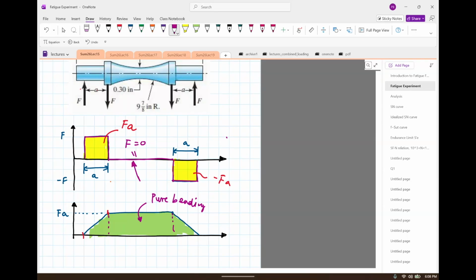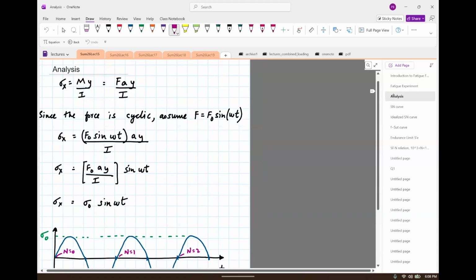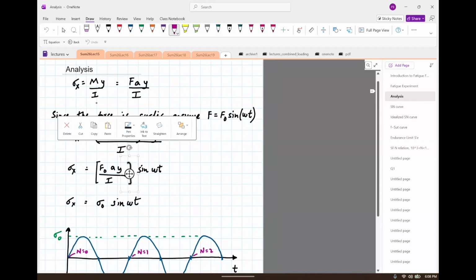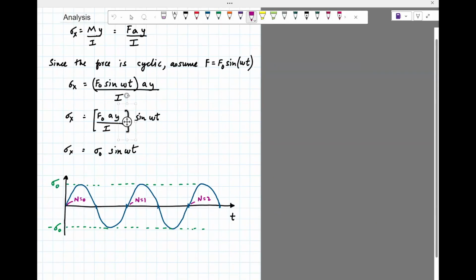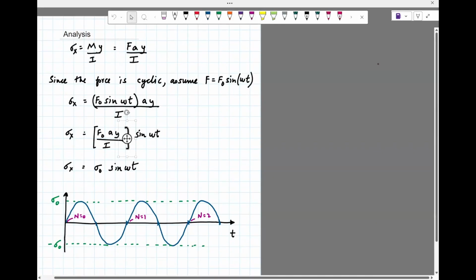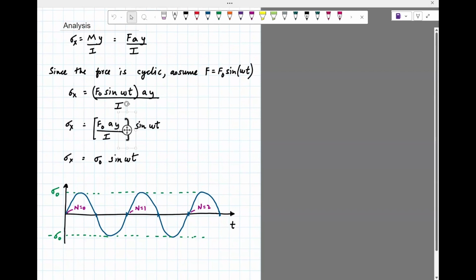So this is a pure bending case where you can write the expression for sigma x shown here. Sigma x is M y divided by I, but M we found is force times A. Sorry, F times A, where A is the length. This is actually FA, right? So then what we can do is assume that the force is cyclic, because we're going to load this specimen with a cyclic load to simulate fatigue failure.